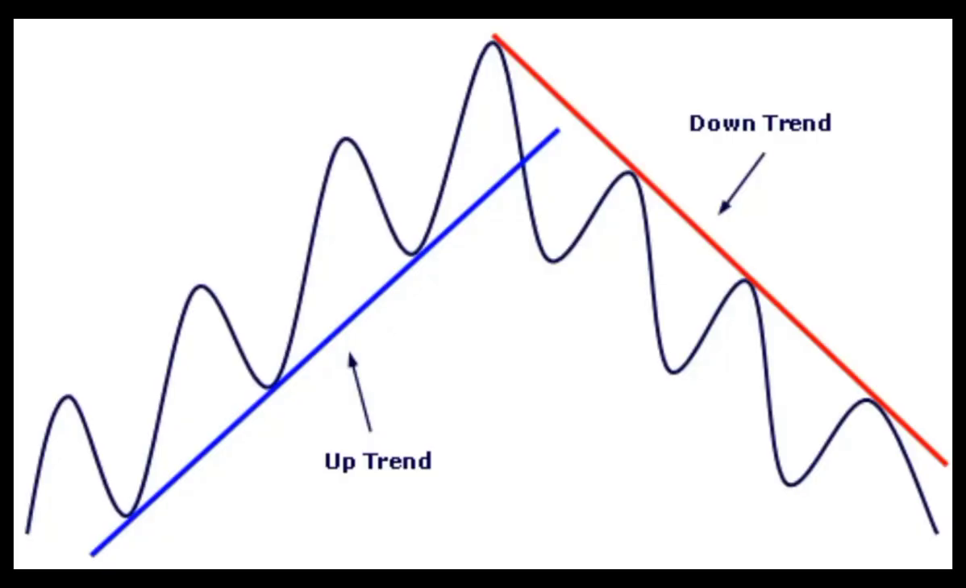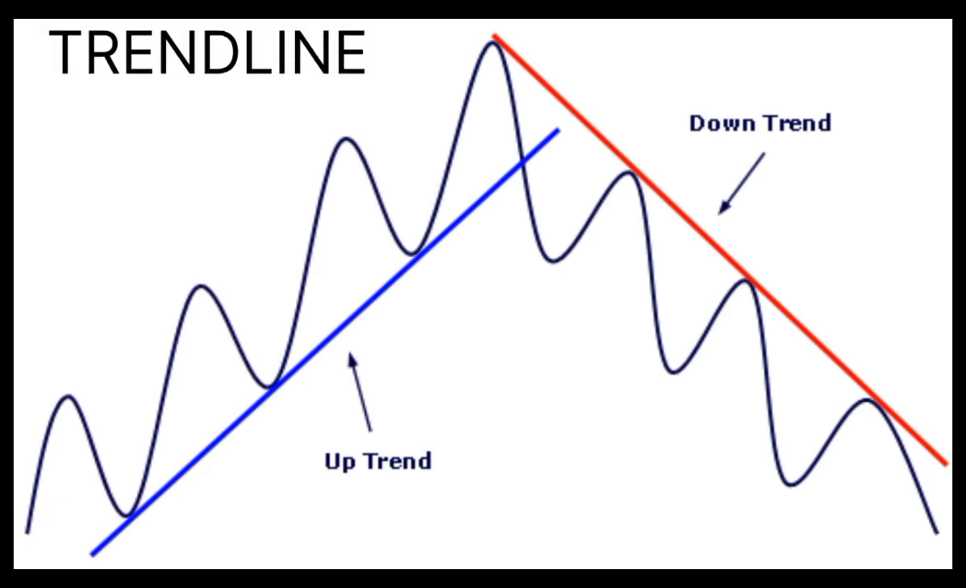All right, let's start with the basics. What exactly is a trend line? A trend line is a line drawn on a chart that helps you identify the direction of the market. It's drawn either above the highs in a downtrend or below the lows in an uptrend. Essentially, it connects the dots between the highs or lows of price action and helps us visualize the trend.